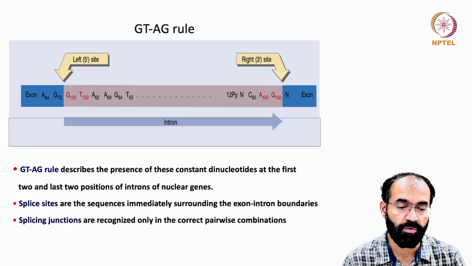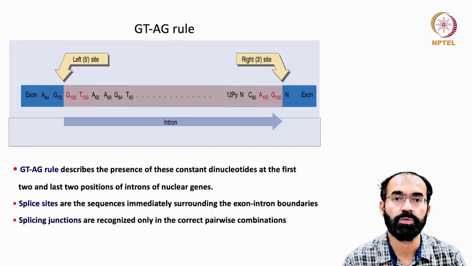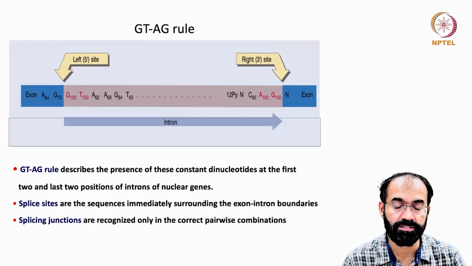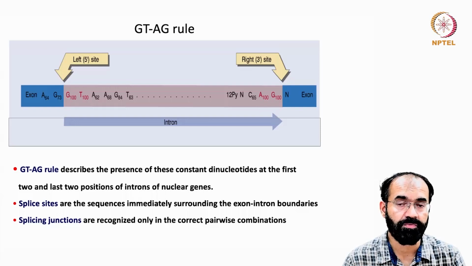So this idea should be clear to you: there is 100% frequency for the beginning of the intron with GT in the case of the DNA gene, otherwise GU, and ending with AG is always followed. So the GT-AG rule or GU-AG rule is always followed when it comes to the boundary of an intron.